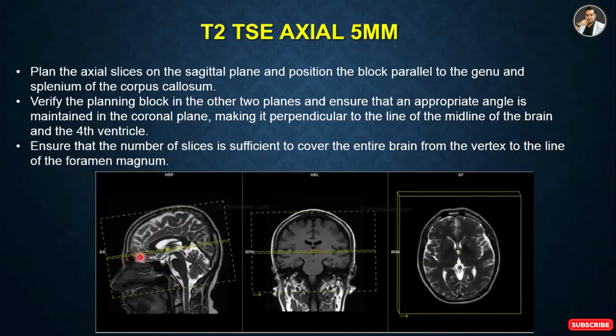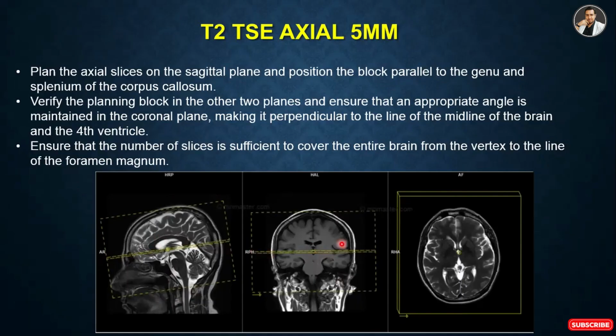In sagittal, we are paralleling the slices with the corpus callosum. On top of that, from the vertex to cervical 1, and to the 1/4 of the corpus callosum.